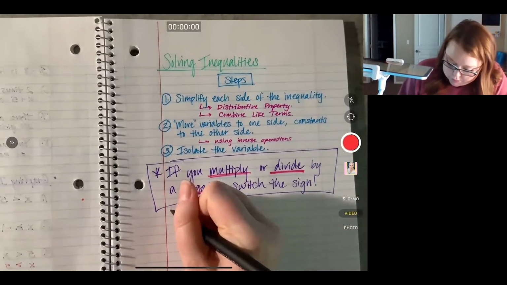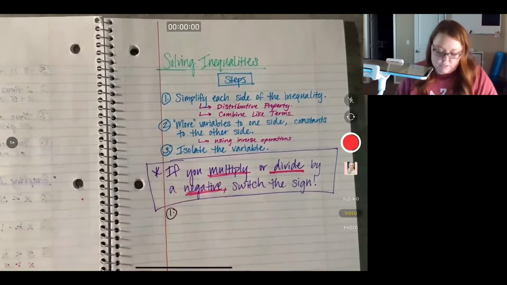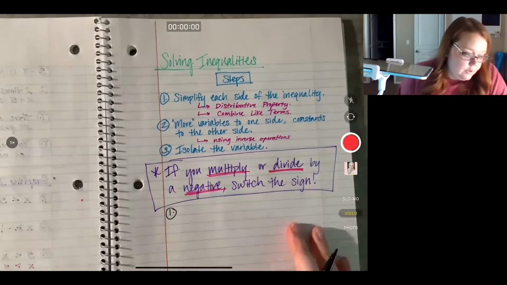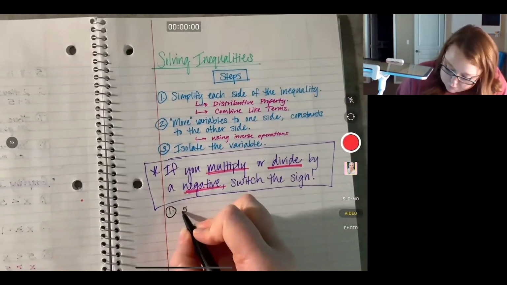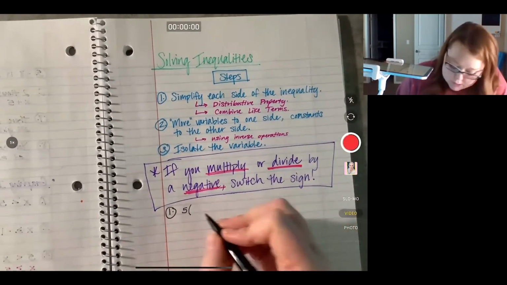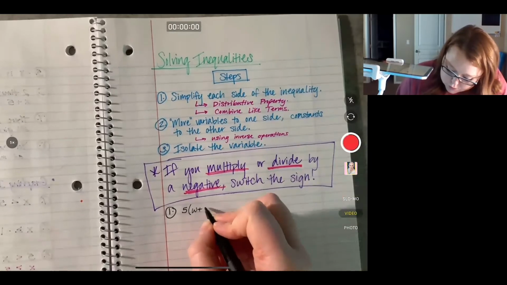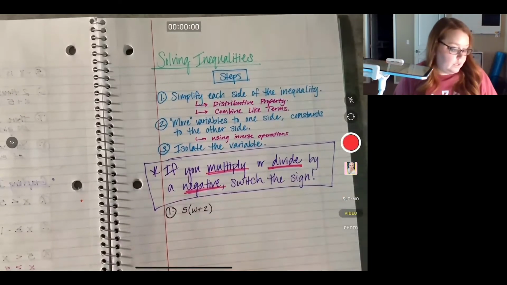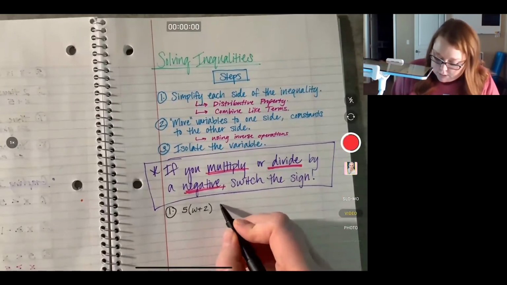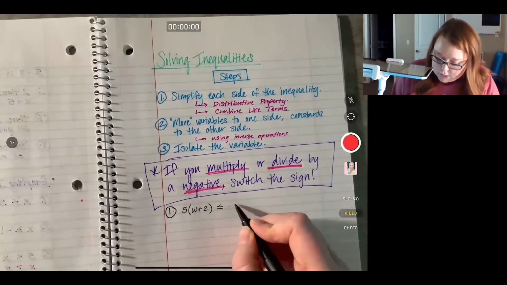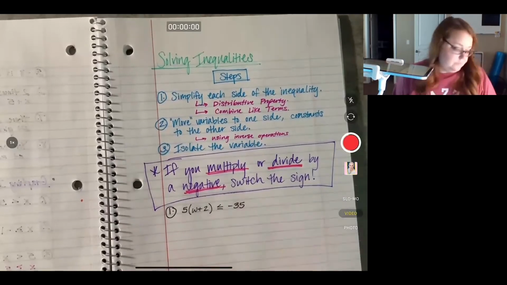So here is your first practice question. 5 times parentheses w plus 2 is less than or equal to negative 35.